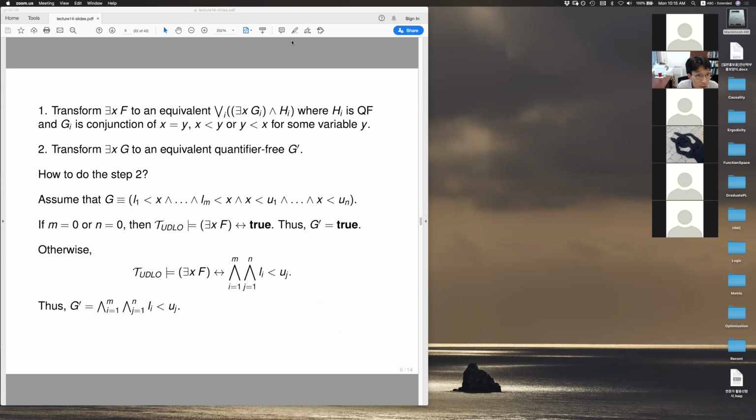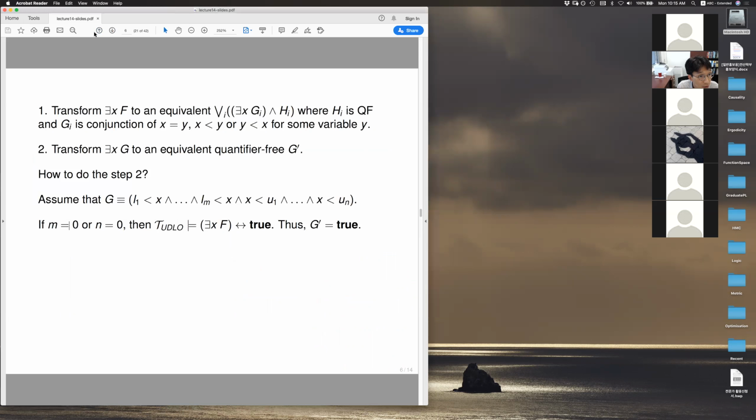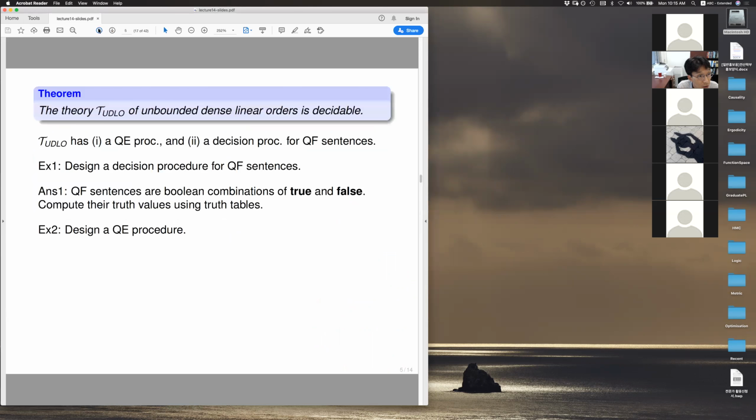So putting all these together, that gives us the decidability of the theory of unbounded dense linear order. For decidability, we have a quantifier elimination procedure, and we also have a decision procedure for quantifier-free sentences.